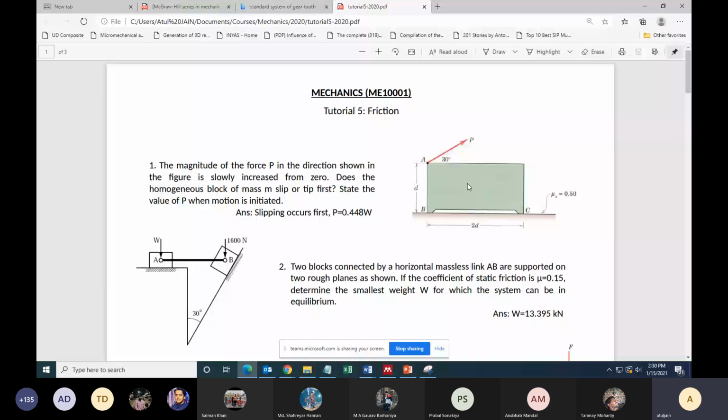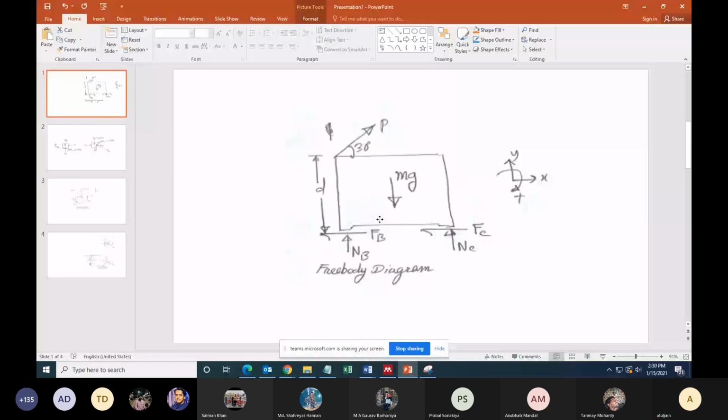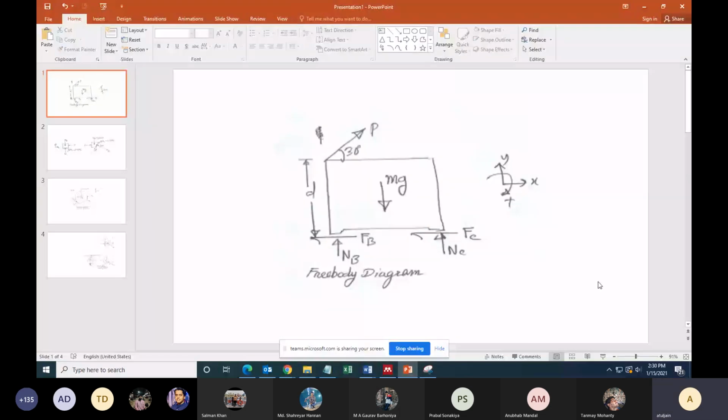Just so that I understand, maybe 50% of the class knows how to do it, but for the sake of completeness, let's look at question number 1. We will draw the free body diagram of this. It will look something like this, correct? Now, if my body is about to rotate, which components of force will be 0? NB and FB. So is this free body clear to everybody?